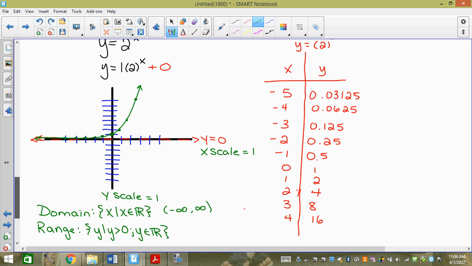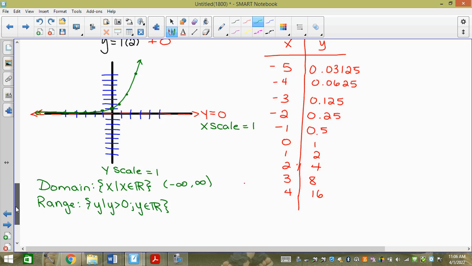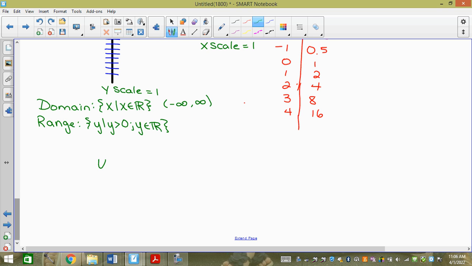So, let's look at it. So we know we have y equals 2 to the x. That's what I gave you. We agree? And I just told you that an exponential inverse is a logarithm. Conversely, a logarithm is an inverse of an exponential.